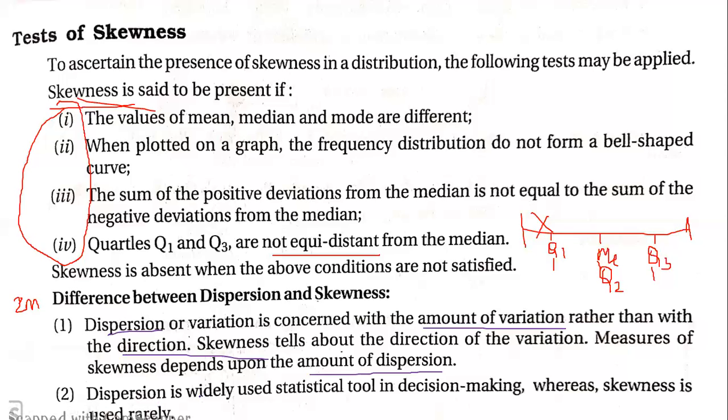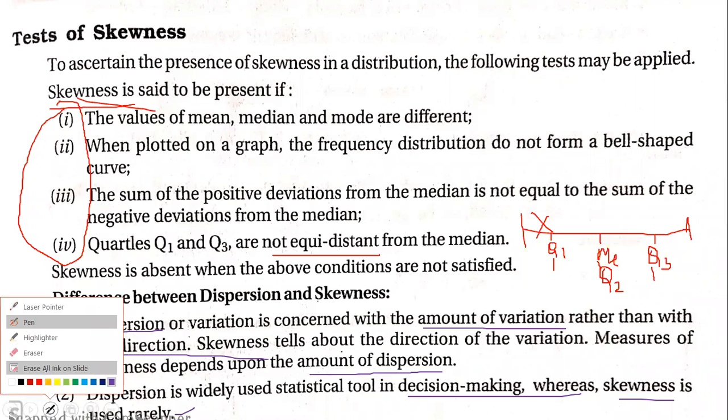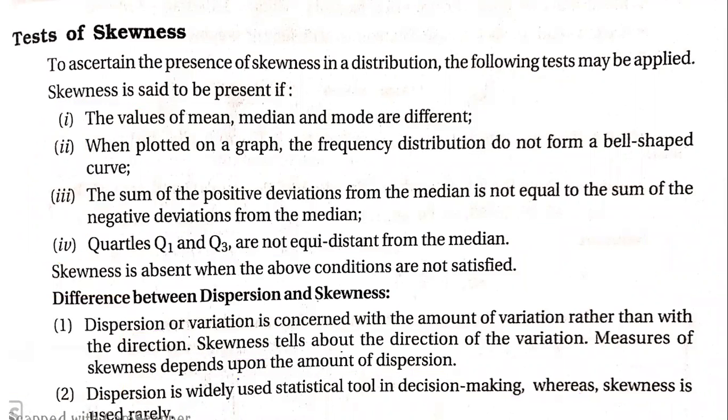Next, dispersion is a widely used statistical tool in decision making. When it comes to decision making, dispersion is the all-time favorite for everybody, because you can calculate the arithmetic mean, you can calculate standard deviation and CV, that is coefficient of variation, and then based on the CV you can make a judgment or decision. But in skewness you cannot make that decision directly, that is difficult. So skewness is used very rarely, it is not used as much as dispersion. So those are the two differences between dispersion and skewness.